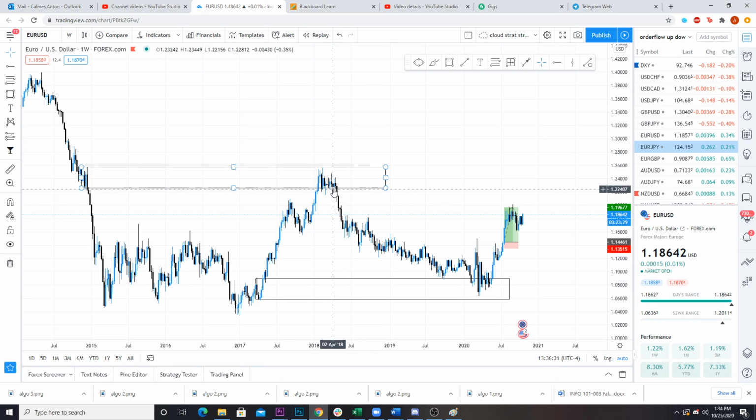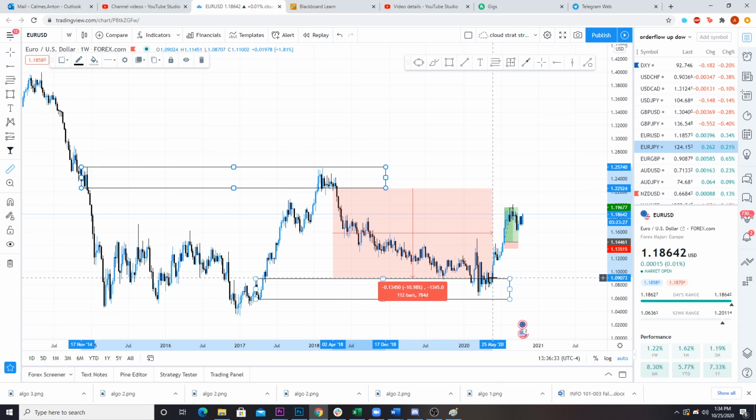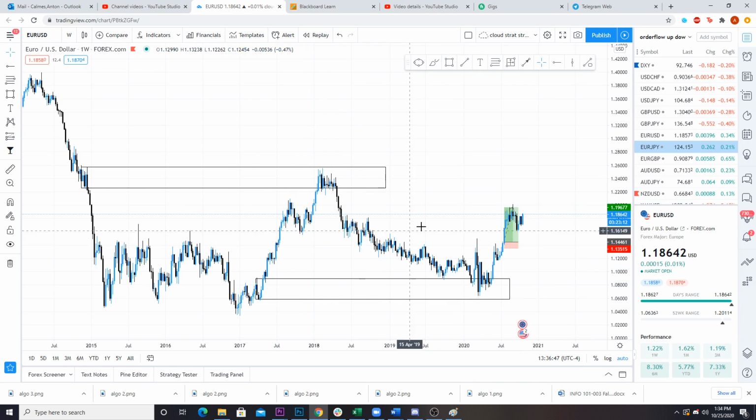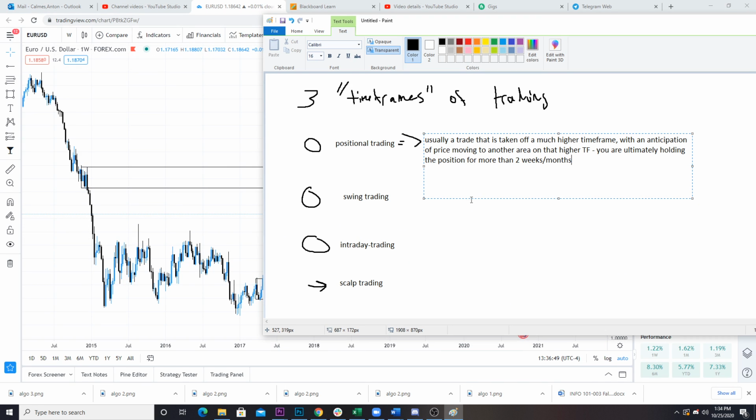Trading from here to here would gain you about 1,345 pips, right? But this movement itself took, as you can see, 784 days. So ultimately, this was a 2-year trade. That would be considered a positional trade. A very long-term trade is what a positional trade is, okay?